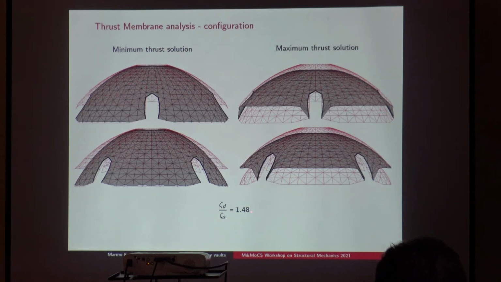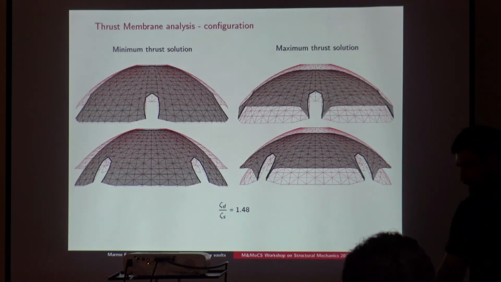So having this ratio equal to 1.48 means that these two solutions are very different from each other, because they correspond to a different multiplier of the horizontal thrust. So actually this is proportional to the ratio between the total horizontal thrust transmitted to the supports.